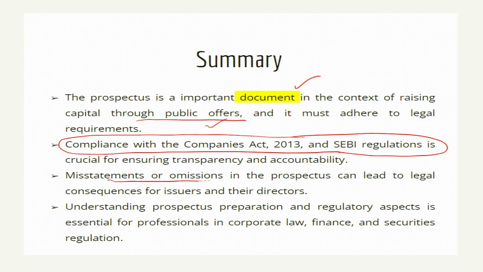Misstatement or omission, both are punishable. That leads to legal consequences for the directors, promoters and others. Understanding prospectus preparation and regulatory aspects is essential for professionals in corporate law, finance and securities regulation. So, this is the discussion about the same.